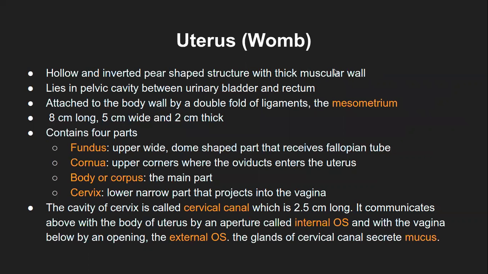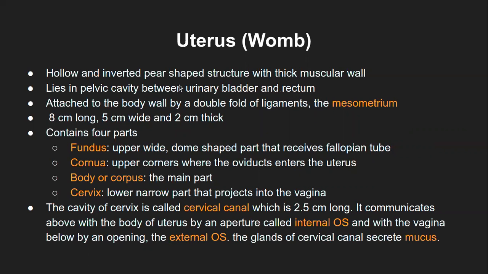Thick muscular walls, this is obvious because when the baby is growing inside the mother's uterus, it has to hold that structure in terms of pressure as well as weight very well, and that's why the structure of the uterus has to be really strong. The thick muscular wall lies in the pelvic cavity between the urinary bladder and the rectum. So the urinary bladder is on the front side, and the rectum is at the back side.